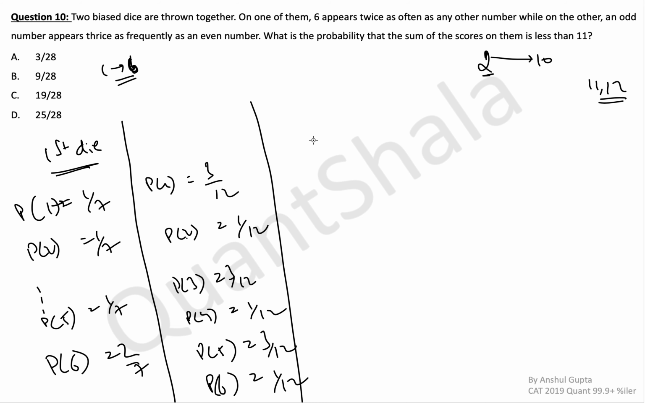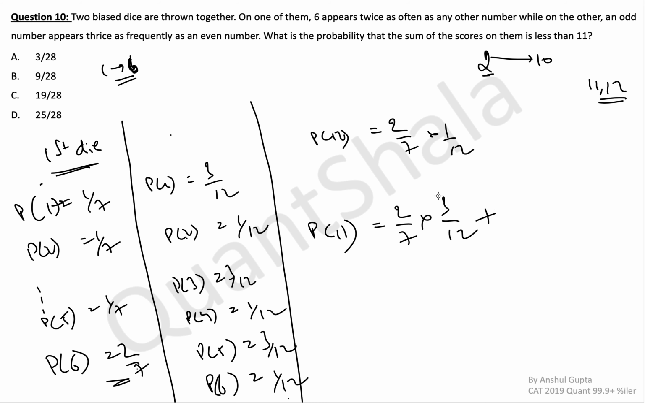Okay. So what is the probability of 12? 6 and 6 on both dice. So 6 is 2 by 7 into 1 by 12. What is the probability of 11? 11 could be 6 here, 5 here. So 6 on this is 2 by 7 multiplied by 5 here is 3 by 12. Plus it could be 5 on the first die and 6 on the second die. So 5 here is 1 by 7. 6 here is 1 by 12. There are no other cases for 11.